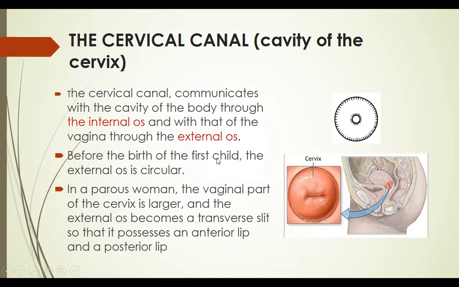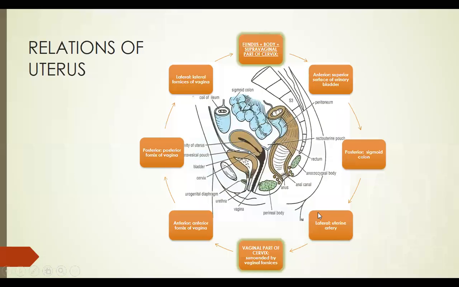Before birth of the first child, the external os is circular. As I said, before the first birth it will be circular, but after the first birth it becomes broad. In parous women, the vaginal part of the cervix is larger, and the external os becomes a transverse slit, so that it possesses an anterior lip and a posterior lip. This part will be called the anterior lip. This will be called the posterior lip.